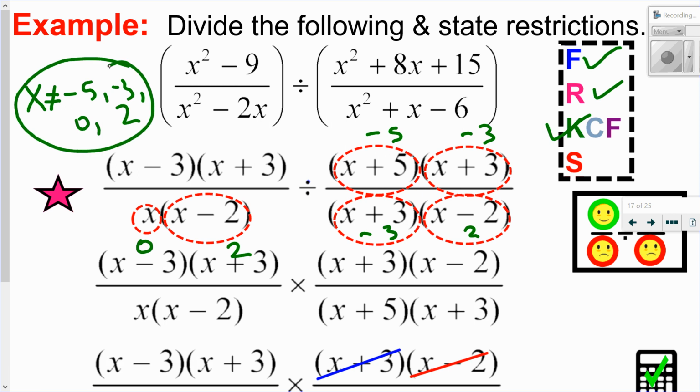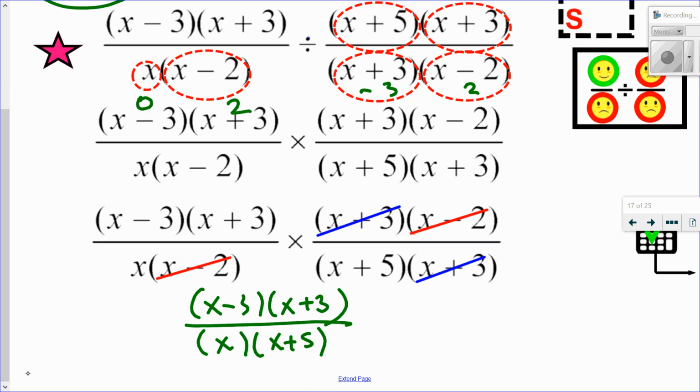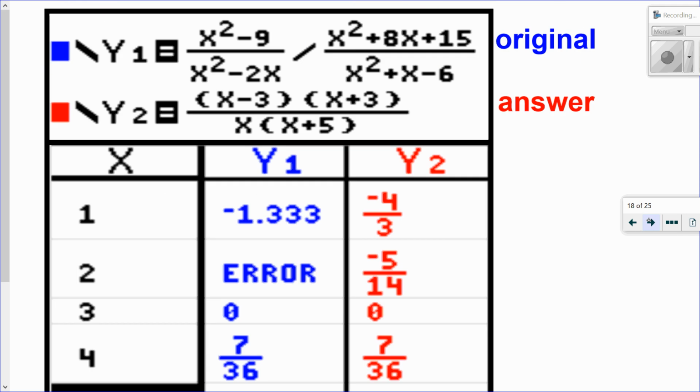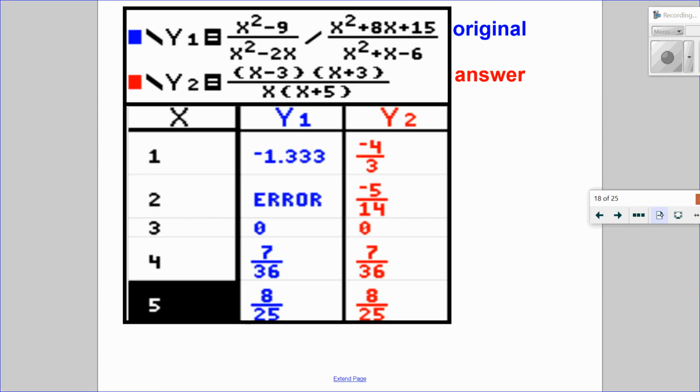Okay, let's go ahead and check this on the graphing calculator, on the next page because I don't have enough room. Here we go. Original into y1, answer in y2. The check always happens in the table. Aside from the non-permissible values, you can see that y1 equals y2, which means I did my question correctly.